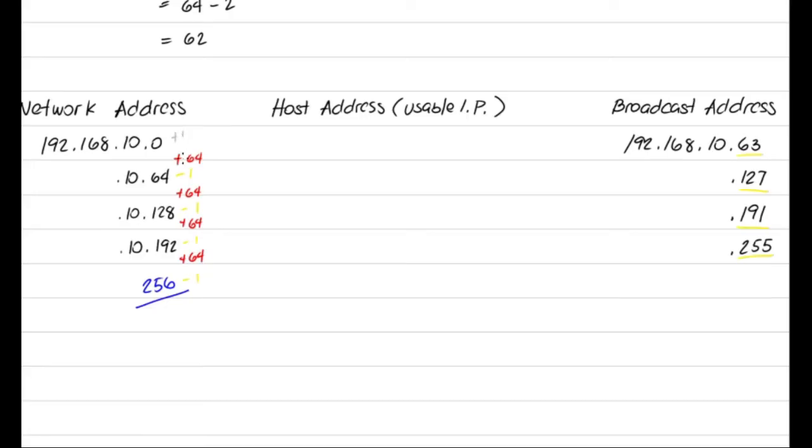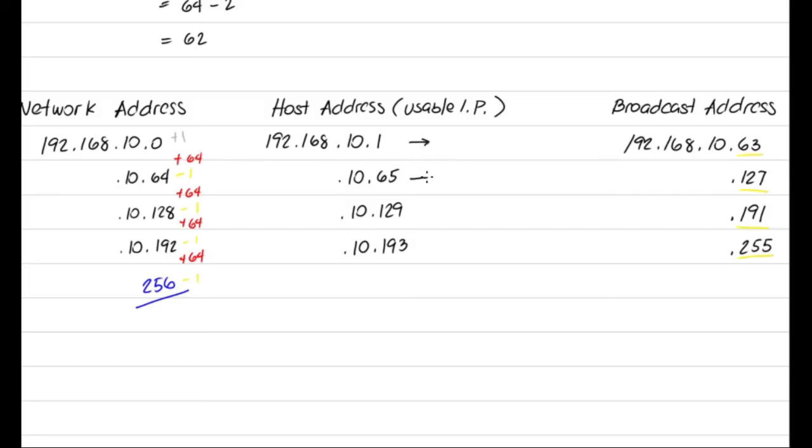Okay, so the next one is the host address. So our first usable IP. Now we will add 1, and we will write down the host address. So it will be 192.168.10.1. So that will be our first usable IP. The next one will be 64 plus 1, that will be 65. Next is 128 plus 1, that will be 129. And then the next one is 192 plus 1, it will be 193.